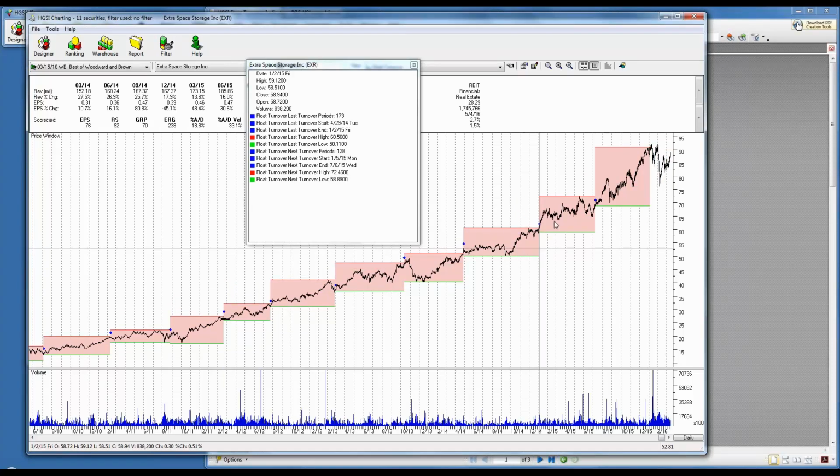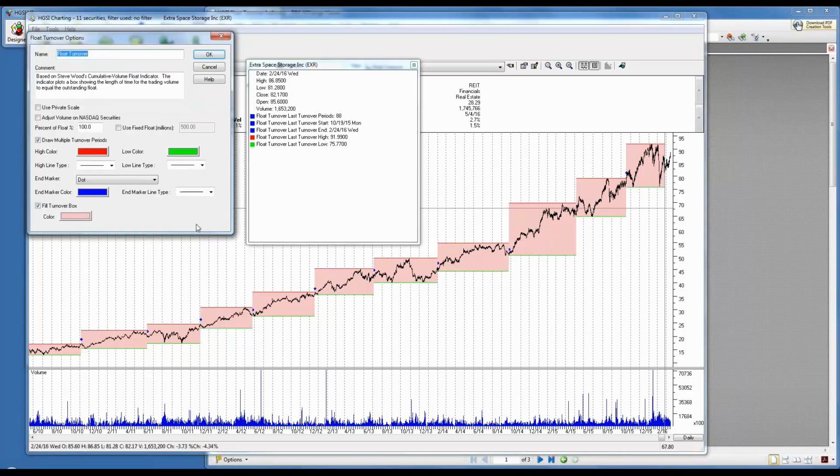By default, we show in the data window the last turnover and the next turnover relative to the crosshair, and the stats are the number of periods that the turnover took. So with the crosshair here, this is 173 periods, and this is 128 periods. So this box is wider because it took longer to trade the float before this date, and then it got shorter because the volume down here during this time period was higher.